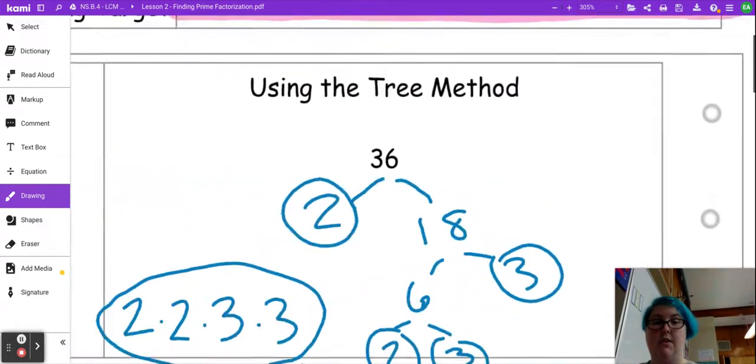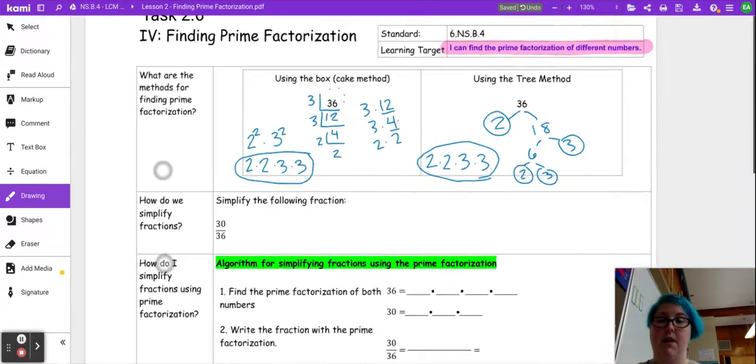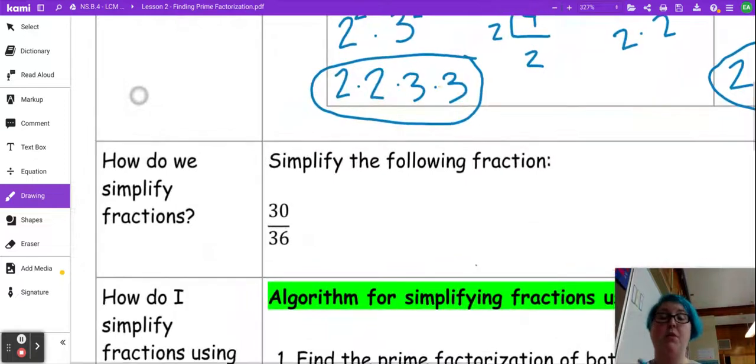Now you'll notice, we got the same answer no matter which one we used. It doesn't matter which method, whatever makes sense to your brain. So now I want you to pause the video, try to simplify 30 divided by 36, enter your answer in formative, and then unpause the video to check your answer.